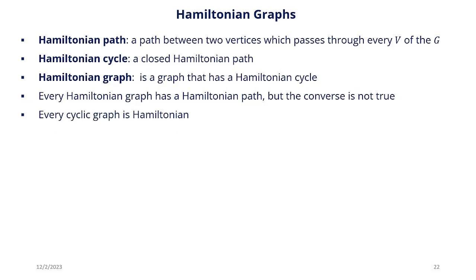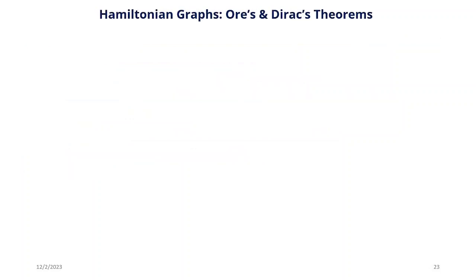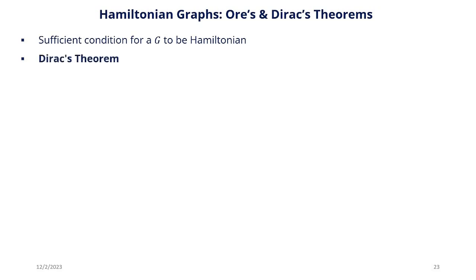Every cyclic graph is a Hamiltonian graph. Every complete graph with 3 or more vertices is also Hamiltonian. A complete bipartite graph K subscript M,N is Hamiltonian if and only if M is equal to N. That is, there is an equal partition. We look at Ore's and Dirac's theorems, which give sufficient conditions for a graph to be Hamiltonian.